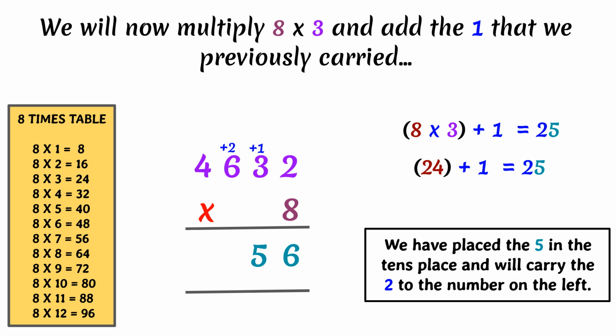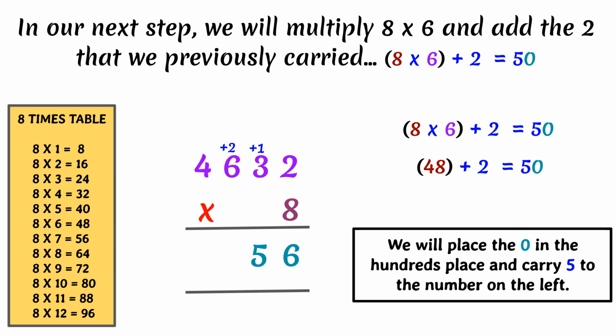We have placed the 5 in the tens place and carried the 2 to the next digit, the 6, in the hundreds place. In our next step, we multiply 8 by 6, which is 48, and add the carried 2 to get 50. We place 0 in the hundreds place and carry 5 to the next digit, which is 4.